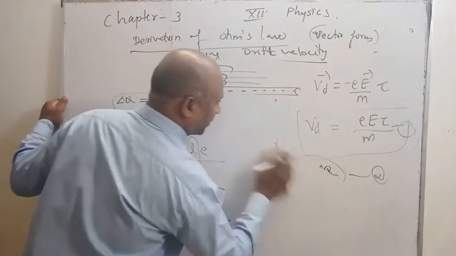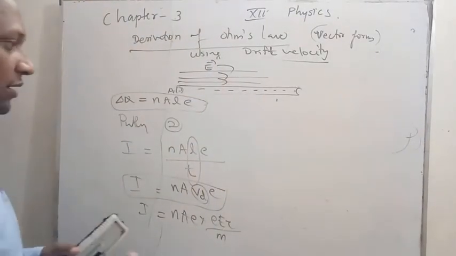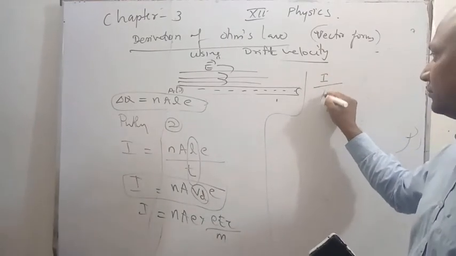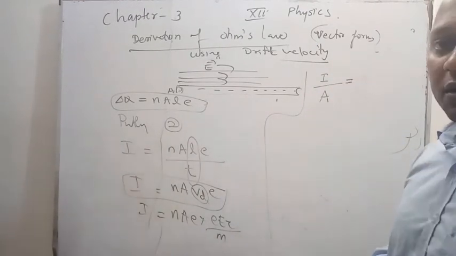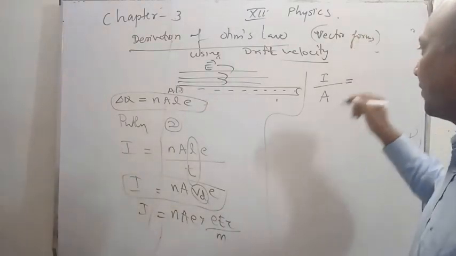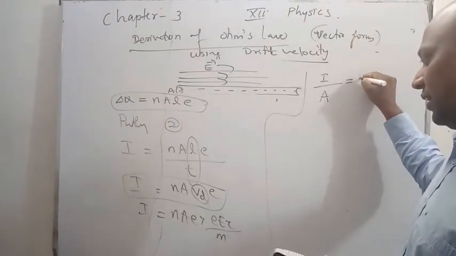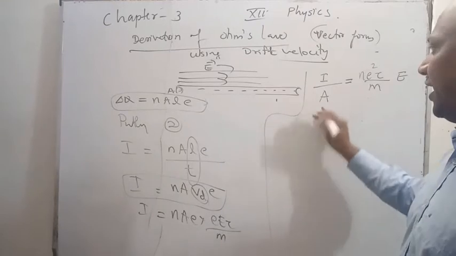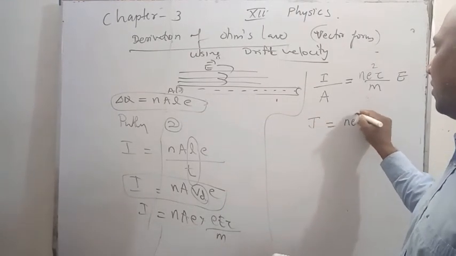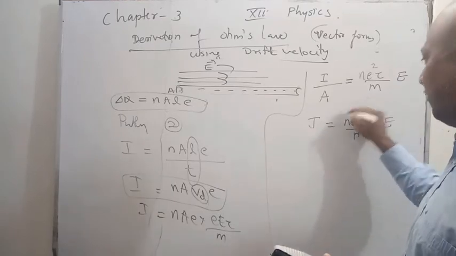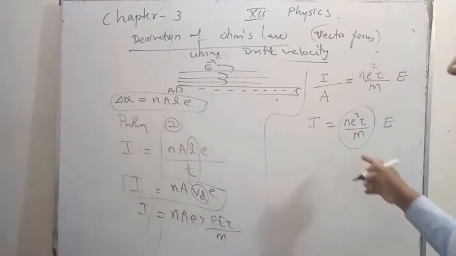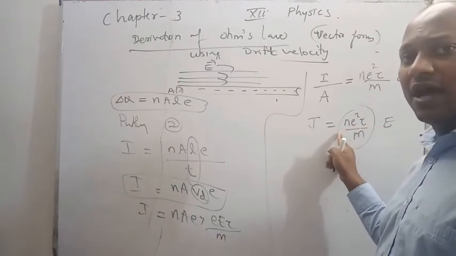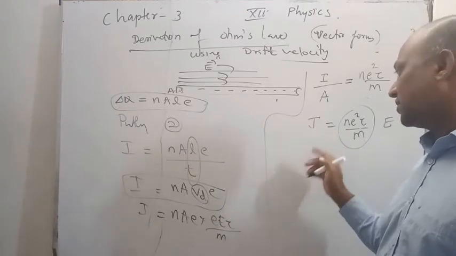So I am going to put it here directly into the vector form. J is equal to n e squared tau upon m into E. For a given material, n is a constant, e and m are universal constants, and tau is the relaxation time and n is the number of available free electrons.